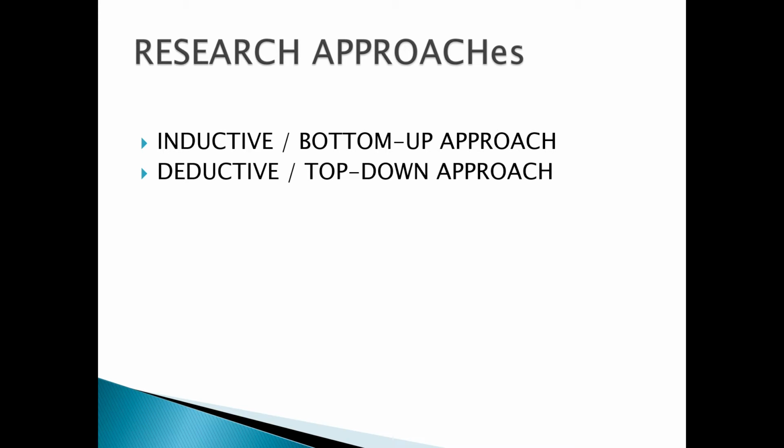So let's continue with the next topic, that is research approaches. There are two types of research approach, that is inductive and deductive. Inductive is also known as bottom-up approach. Deductive is also known as top-down approach. Let's see in detail.